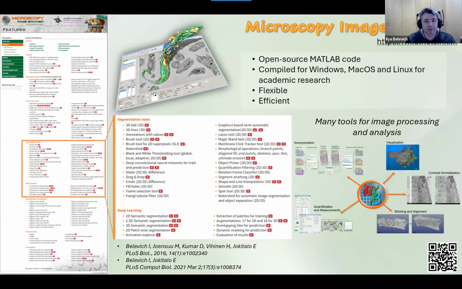It's not just about image segmentation. We also have a variety of tools that could be used for different things. For example, we have different pipelines. This is an example of an anonymization pipeline for unbiased analysis of images. You can do visualization of volumes and surfaces. We can do contrast normalization or photo bleaching correction. You can do stitching, alignment, and of course, quantification measurements.